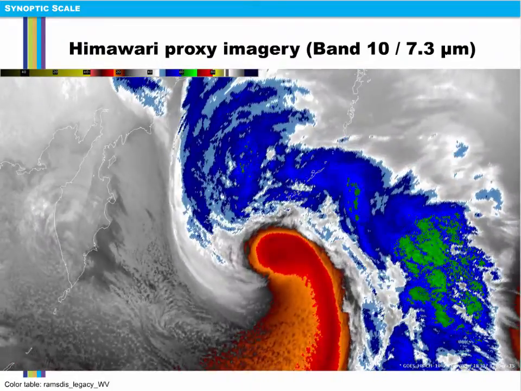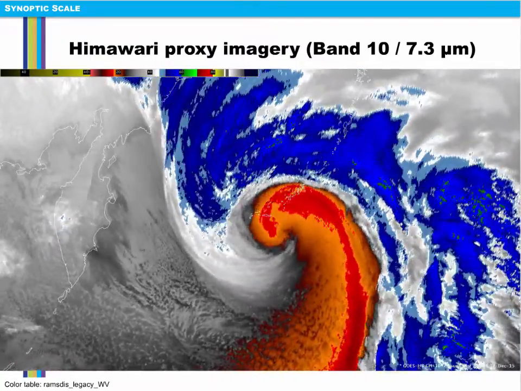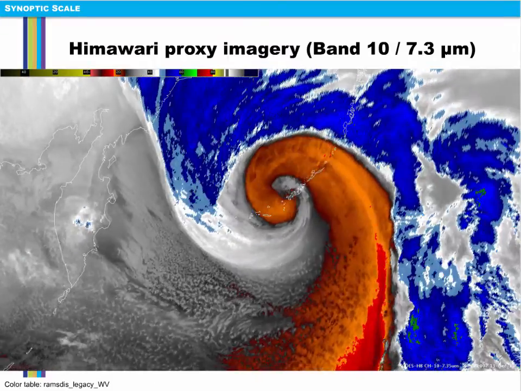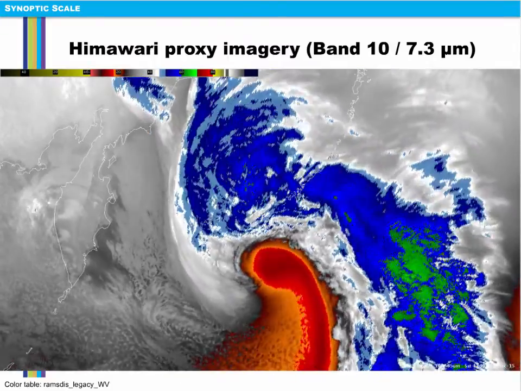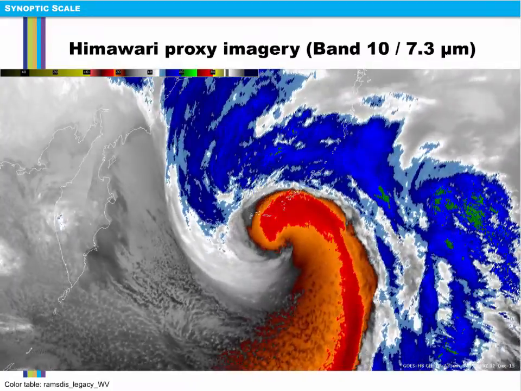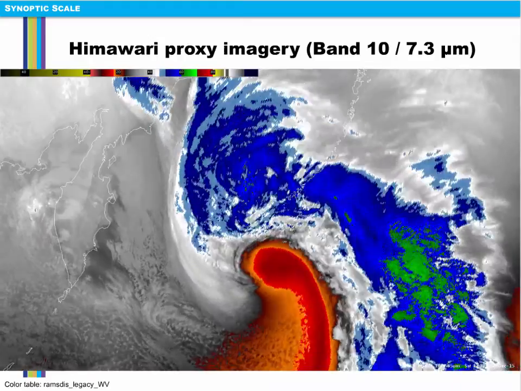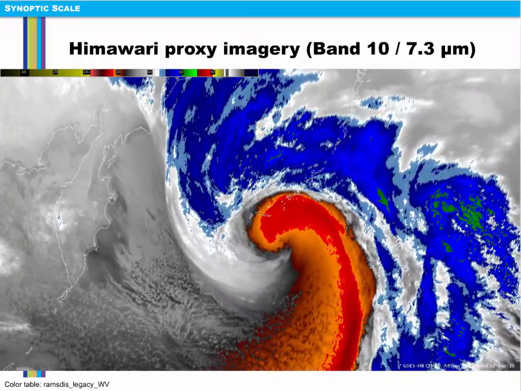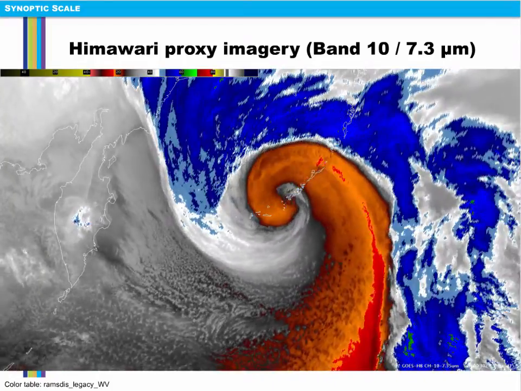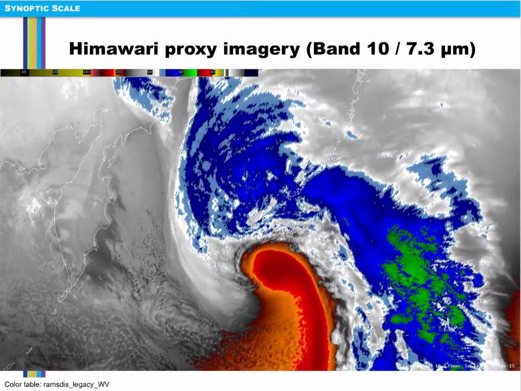This is the 7.3 micron low-level water vapor channel. Since the weighting function peaks lower than the other two water vapor bands, this band will be quite useful in analyzing the sting jet. Note how much detail we can see in the evolution of the sting jet. Early in the loop, we see multiple cloud bands evolve into the cloud head associated with the sting jet.